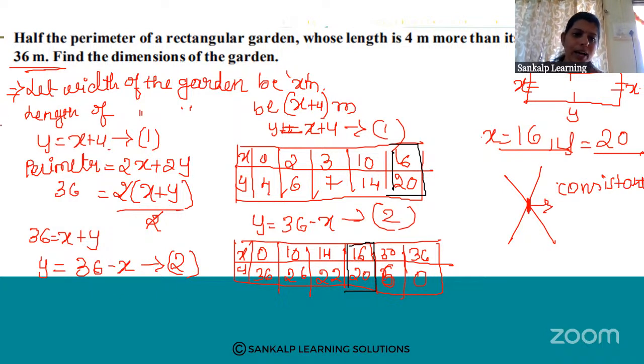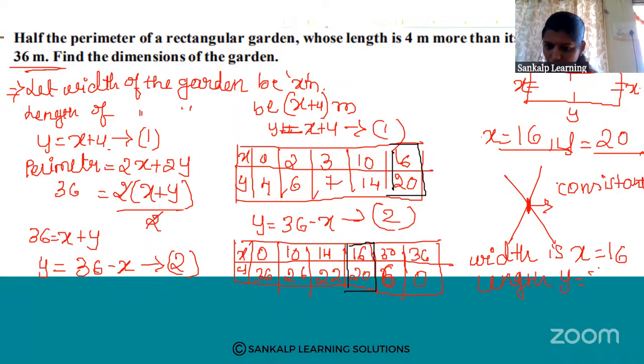And what they have asked here: find the dimensions of the garden. Dimensions means what? Length and breadth. So here width is x we considered, right? So width is x. x is equal to 16 here, and length y is equal to x plus 4 is there here. So length is x plus 4.